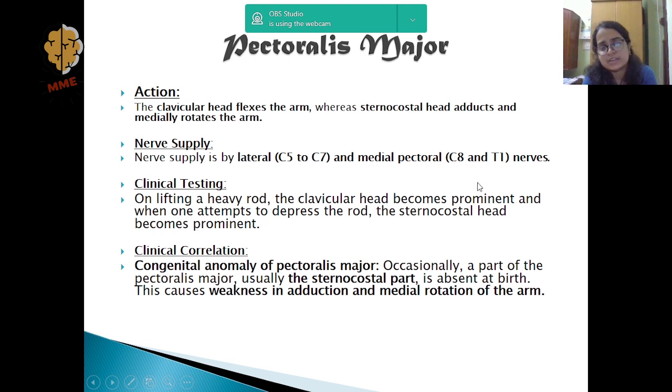Clinical testing, you can just go through it. It's not so important. Clinical correlation, I'll just touch on this topic. Sometimes there is a congenital anomaly of the pectoralis major muscle, where usually the sternocostal part is absent at birth. If the sternocostal part is absent, then its function will obviously be affected, so there will be weak adduction and medial rotation of the arm.